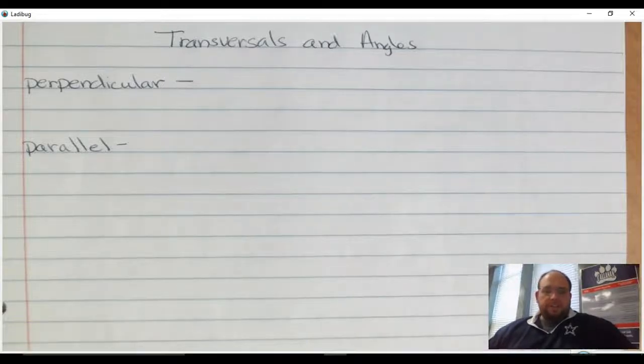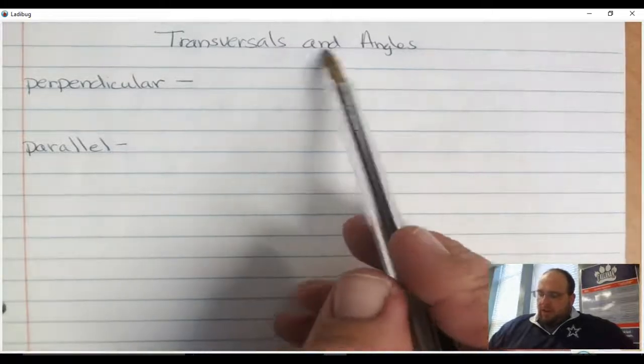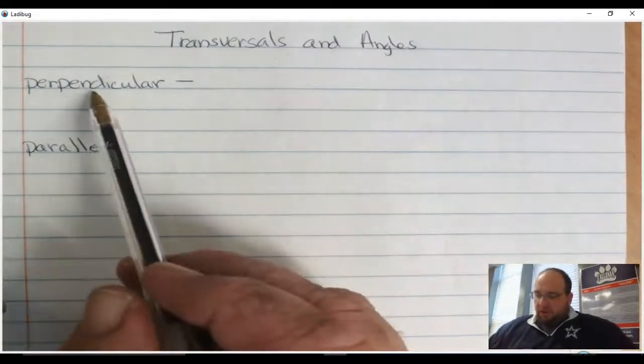This is our first lesson in angles. We're going to begin this lesson by identifying a lot of vocabulary and identifying those on a plane. Okay, so go ahead and begin about transversals and angles. Our first vocabulary word is perpendicular.